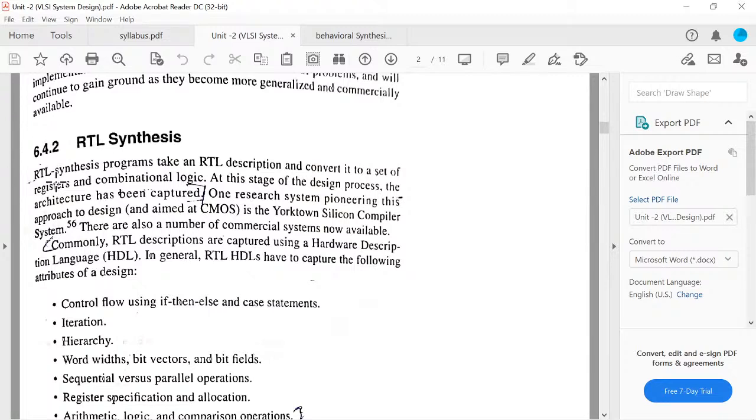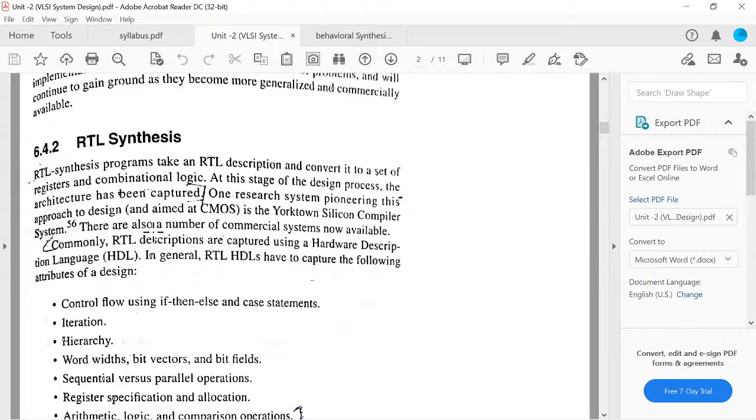In this type of synthesis, the description is captured using an HDL language. Now, what are the different HDL languages we have? First is VHDL, and the second one is Verilog. The keywords that we use in Verilog and the keywords that we use in VHDL are almost the same, but there are some differences in their keywords also. So in RTL, the description is commonly captured using a hardware description language, that is HDL.